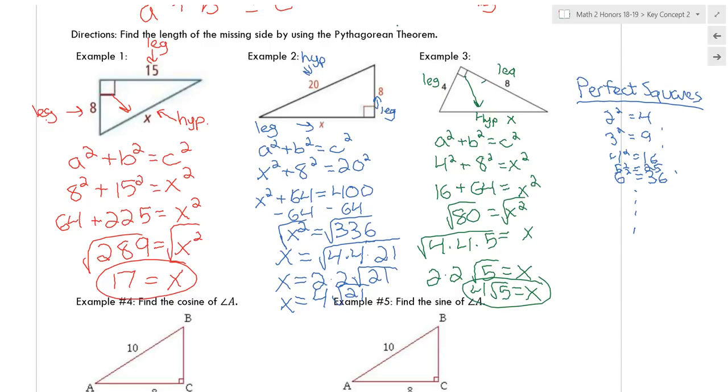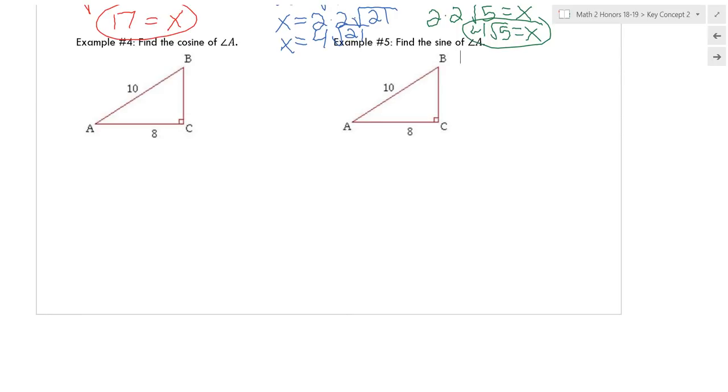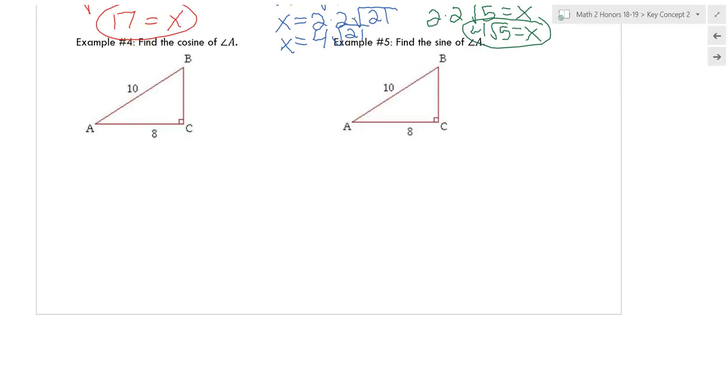All right, so how does this relate to what we're doing with our sine, our cosine, and our tangent? So looking at example 4, find the cosine of angle A. So here's angle A.